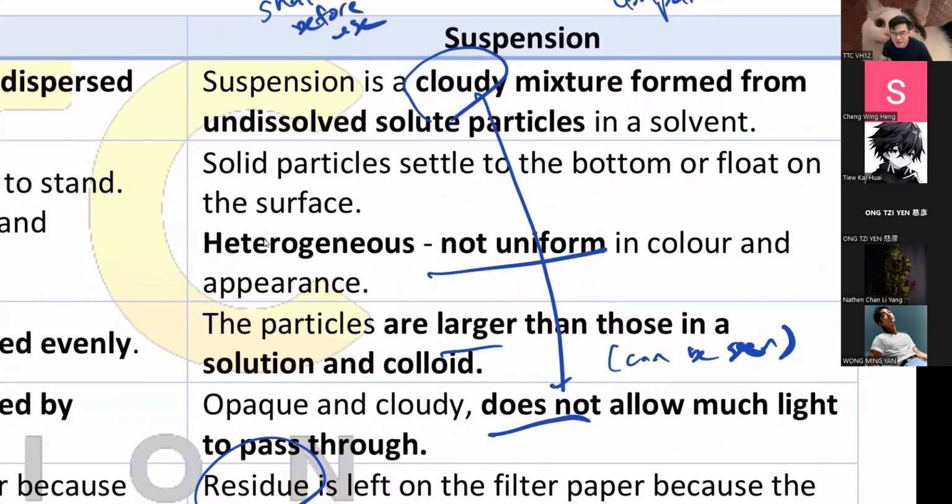Light will not pass through Milo unless the Milo is very diluted. But even if it's really diluted, it's still a suspension, okay? Unless I've never drunk Milo so diluted that light can still go through it.